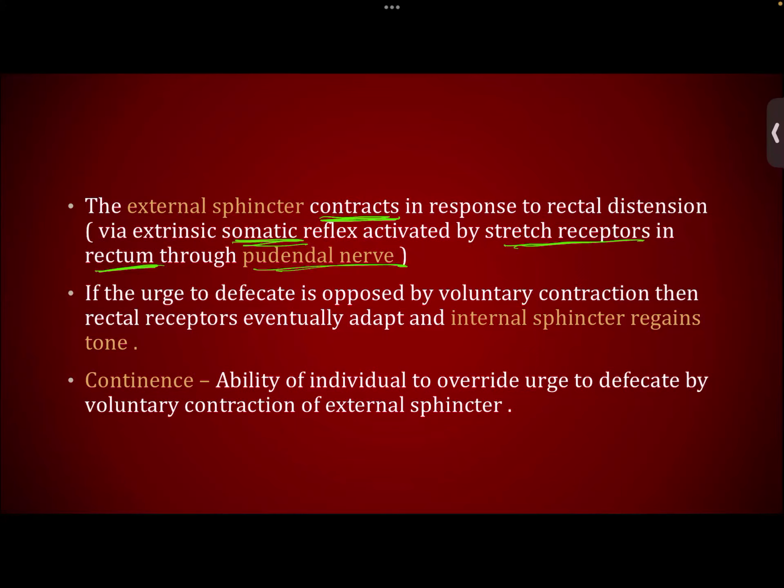So basically, this is the rectum, and you have feces in it. It leads to pressure on the walls of the rectum. We have stretch receptors that activate the pudendal nerve to contract the external anal sphincter. And that's basically what it's saying. If there's feces in the rectum, it causes contraction of the external sphincter. However, it causes relaxation of the internal sphincter.